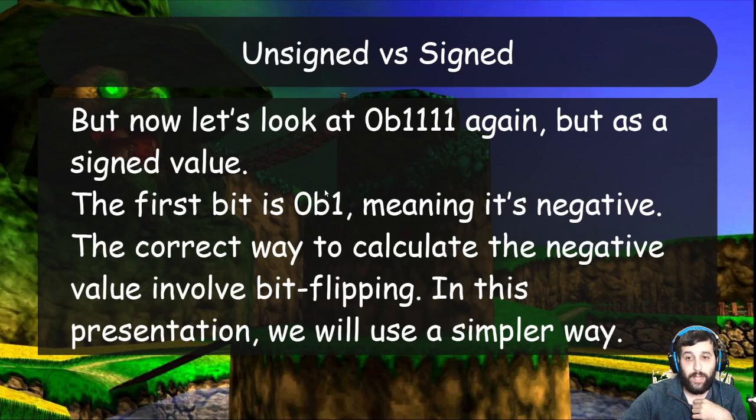Now let's go back to our old value, 1111, as a signed value. That first one's a 1, so we know it's negative. The proper way to calculate what the rest of the number is would require bit flipping. But in order to simplify it, because calculators exist, we're just going to use a little bit of subtraction. We're going to take that value, 1111, and add 1 bit to it, so it would be 10000, one binary place, and we're going to subtract this number.